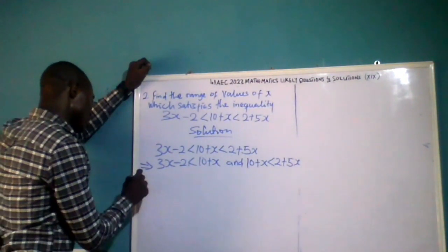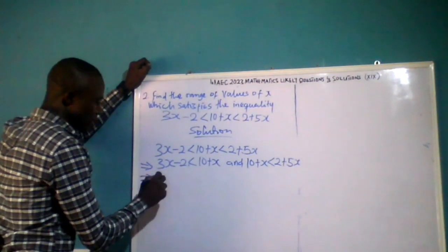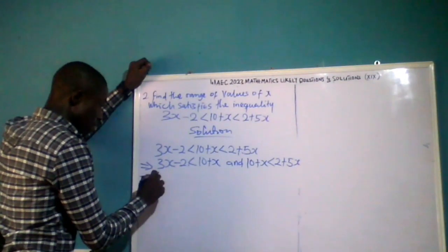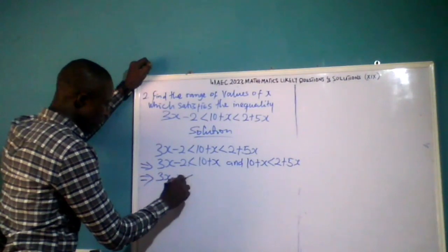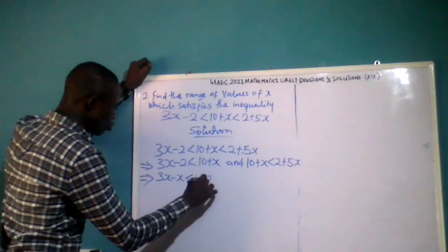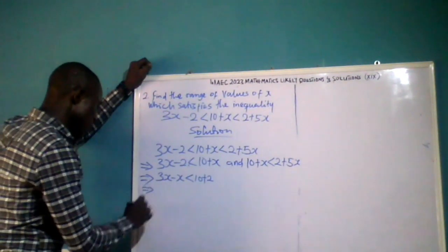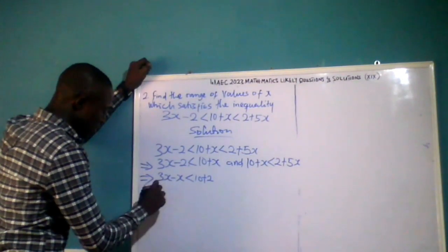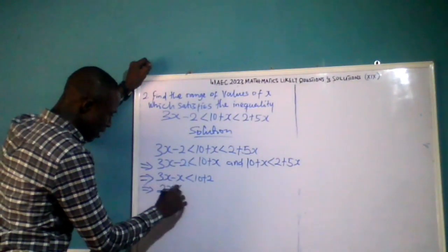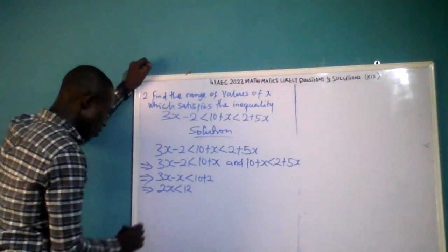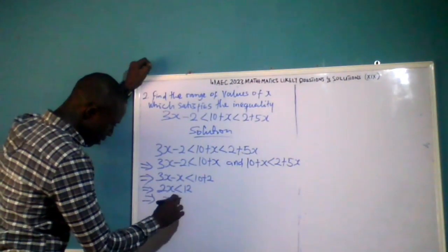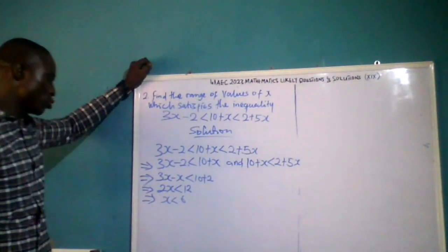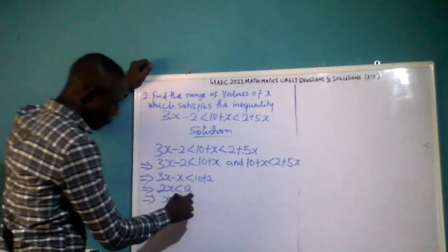Let's solve it separately. By collecting the like terms, we have 3x minus x less than 10 plus 2, which implies that 3x minus x will give you 2x less than 12. This implies that x less than 6, by dividing both sides by 2 to make x the subject of the formula.